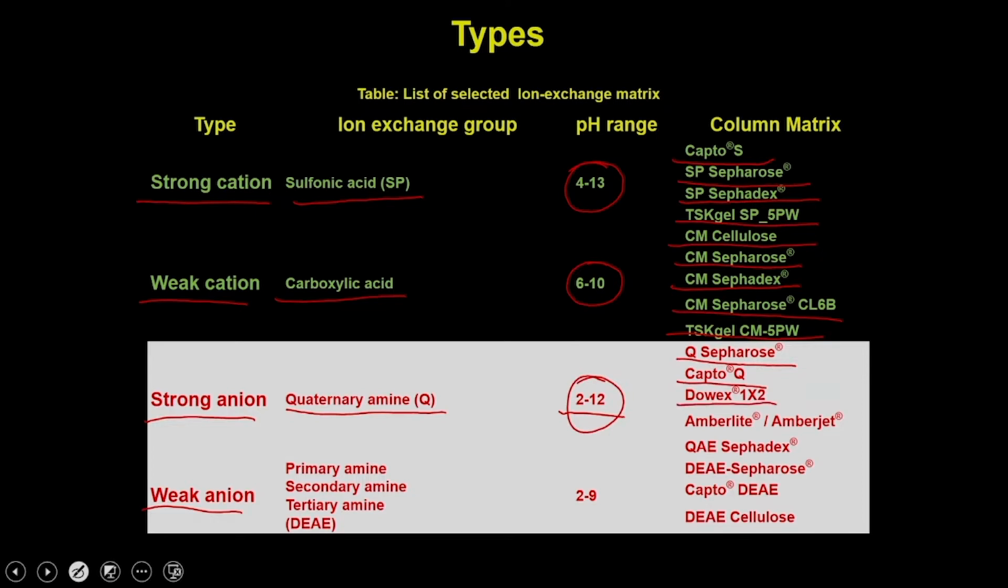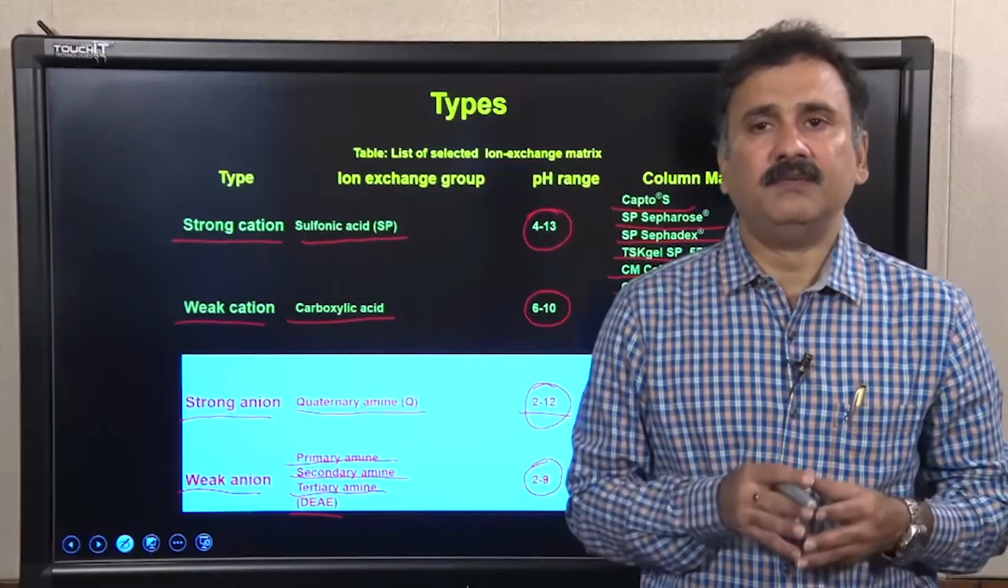Similarly, you have the weak anions where you can have the primary amine or the secondary amine or the tertiary amines. One of the classical examples is the DEAE, and the range in which you can use this particular matrix is 2 to 9, and the examples are DEAE Sepharose and DEAE cellulose and all other matrices which are available from the different vendors.